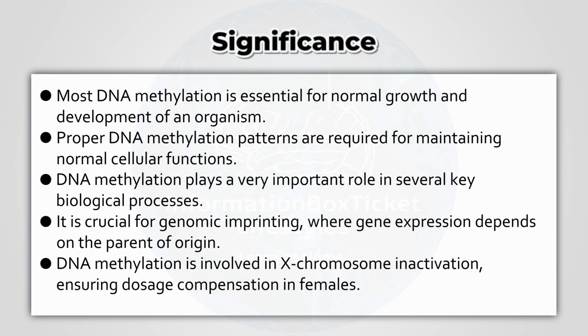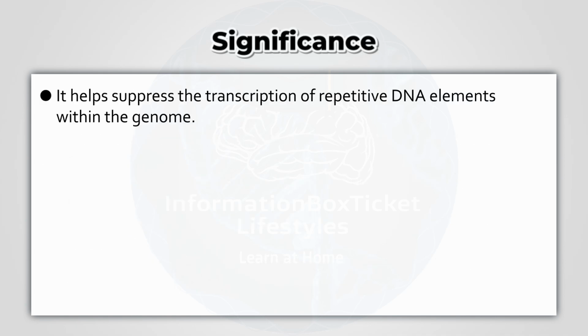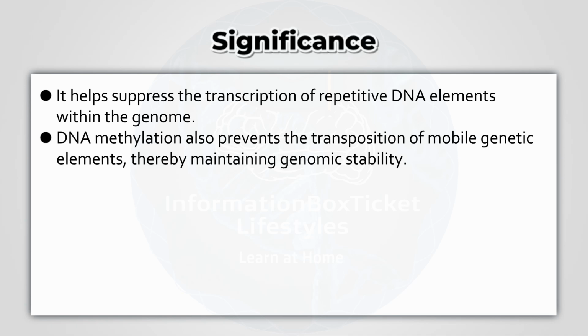DNA methylation is involved in X-chromosome inactivation, ensuring dosage compensation in females. It helps suppress the transcription of repetitive DNA elements within the genome. DNA methylation also prevents the transposition of mobile genetic elements, thereby maintaining genomic stability.